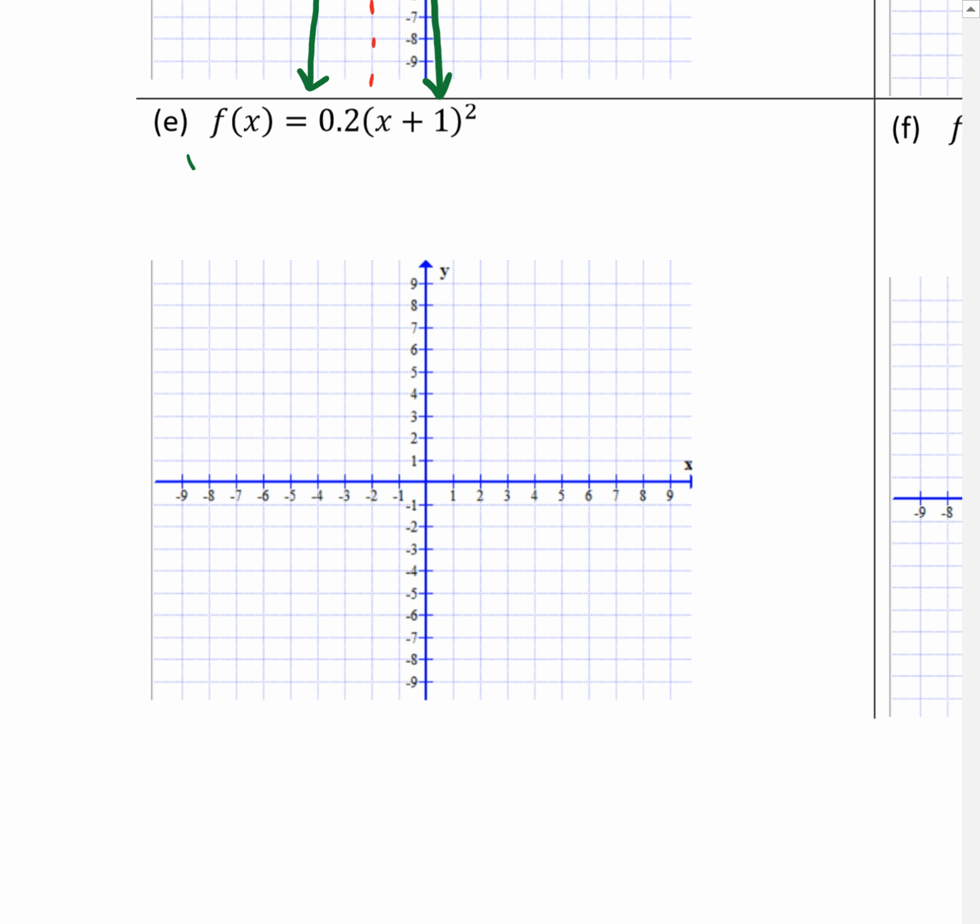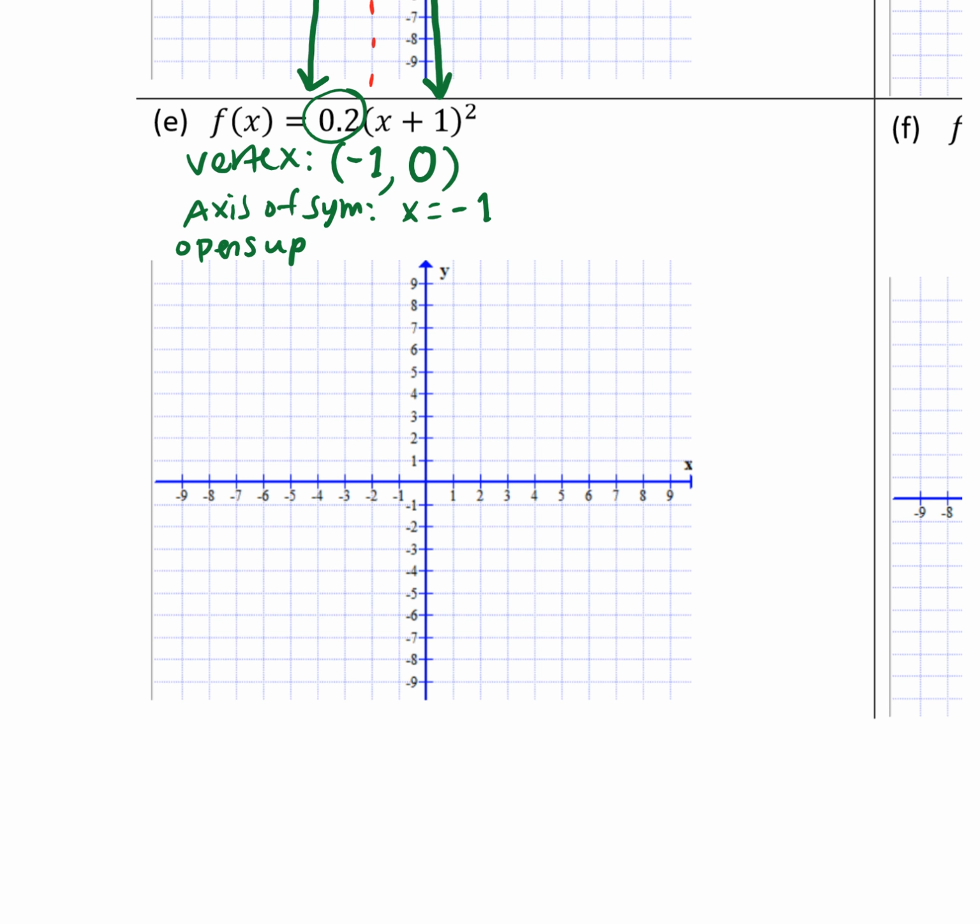Part E. The vertex of this guy, h comma k. H is the value inside the parentheses with x, change its sign so it'll become negative 1. K, there is no number adding or subtracting at the end, so I'll put a 0. And then the axis of symmetry will be x equals the x value of the vertex, negative 1. This is going to open up because the a value, the number in front, is positive 0.2. All right, looking good. Okay, so far so good.